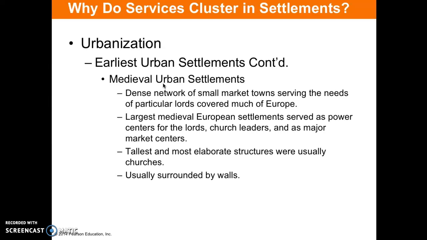Usually, the king, who is the highest lord of all the other nobles, would have a large urban settlement. Nobles that had more power would have larger urban settlements, and the minor nobles would have really small, maybe more agricultural centers. Usually the tallest, most elaborate structures were their churches, and most of the early urban centers were surrounded by walls.